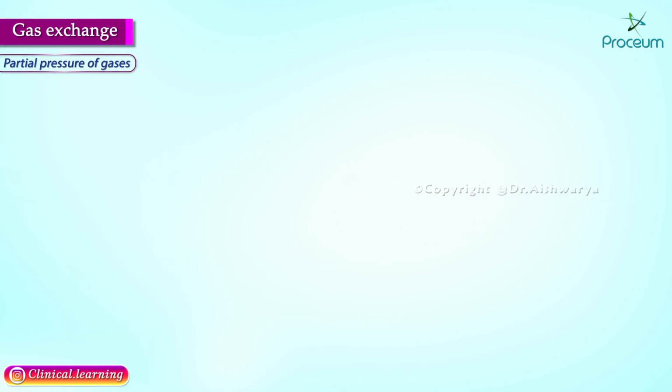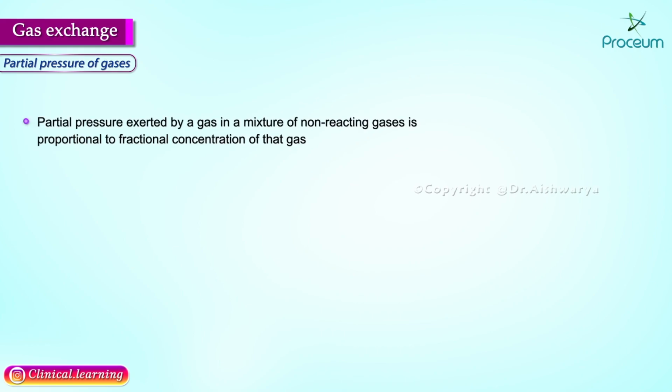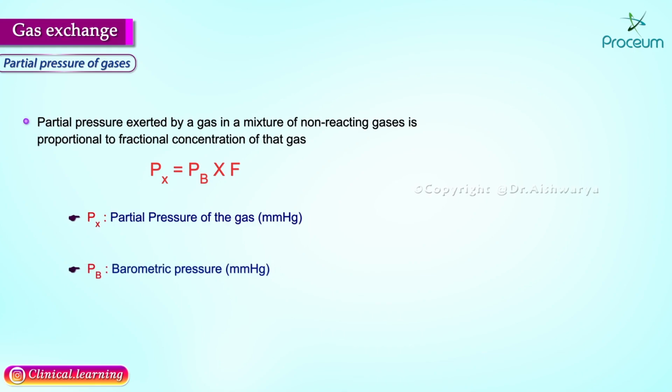And what are the partial pressure of gases? In accordance with Dalton's law, the partial pressure exerted by a gas in a mixture of non-reacting gases is proportional to the fractional concentration of that gas. By this formula, Px is equal to Pb into F, where Px is the partial pressure of the gas, which is expressed in millimeters of mercury, and Pb is the barometric pressure, and F is the fractional concentration of the gas.